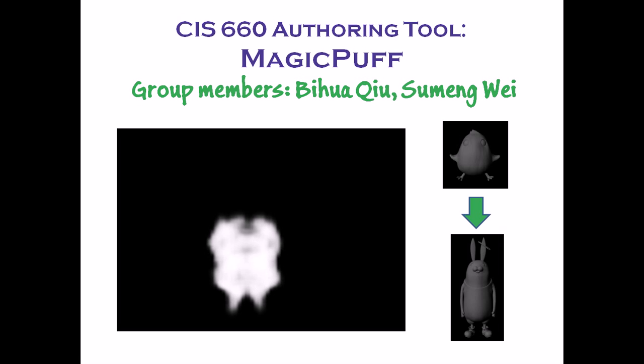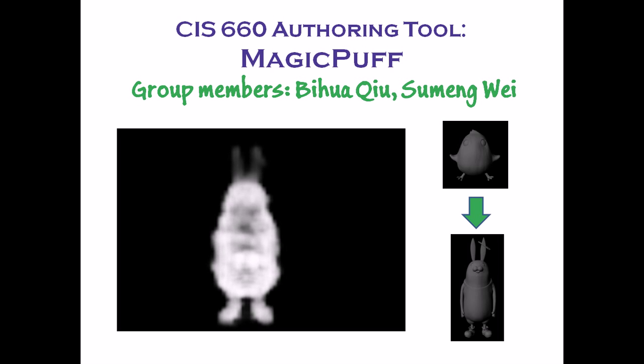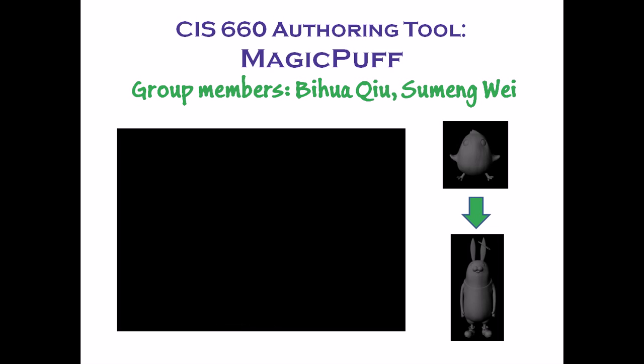Hello everyone. Today we are going to give a presentation of our CIS 6-stage authoring tool, the MagicPuff. Our group members are Bihua Qiu and Sumeng Wei. This video clip is an example showing the main features and capabilities of the tool.